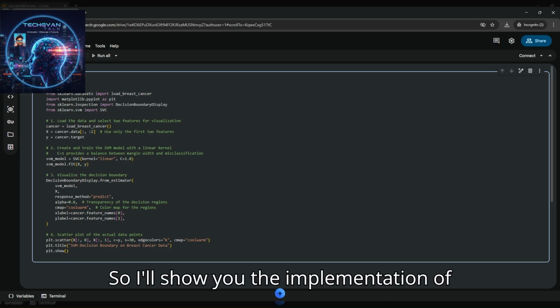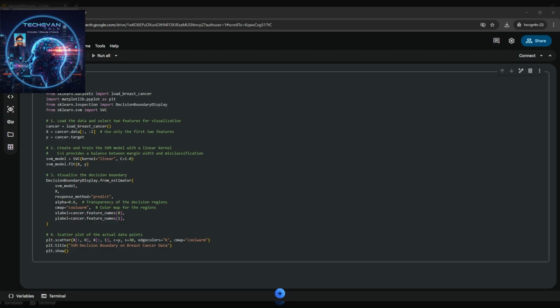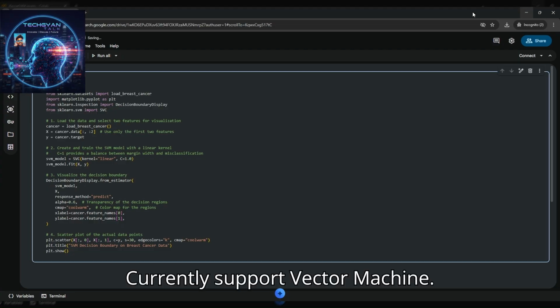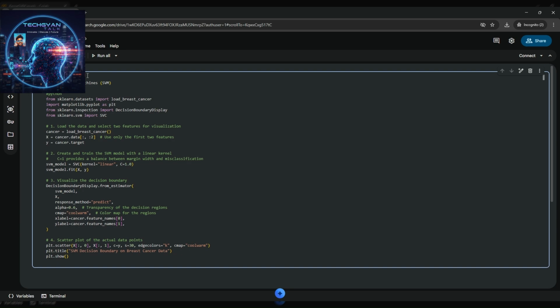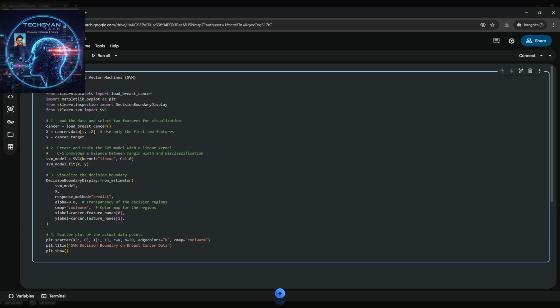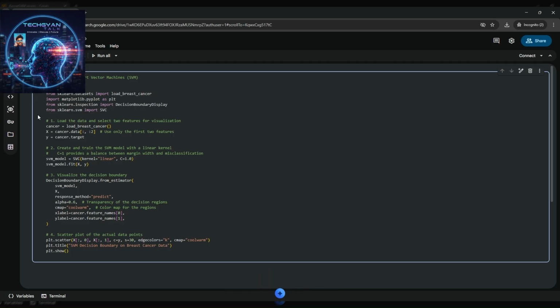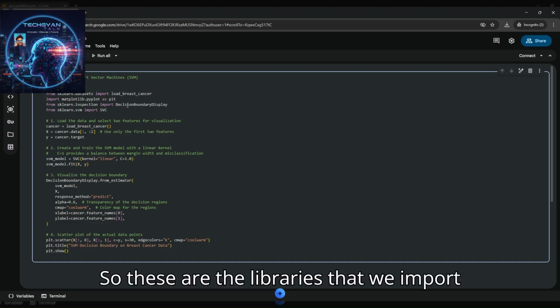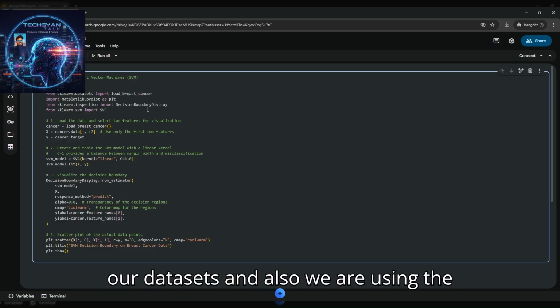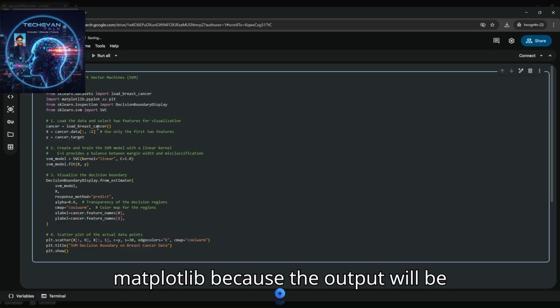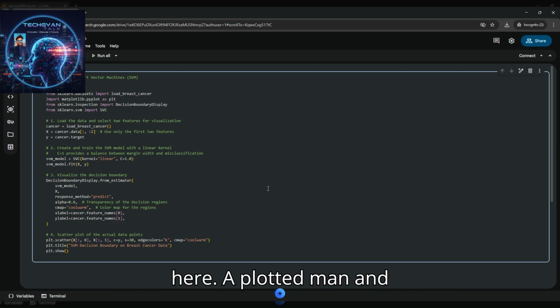So I'll show you the implementation of the kernelized support vector machine. So you can see we are using the scikit-learn library, sklearn. These are the libraries that we import, and also we are using the breast cancer data set, and also we are using matplotlib because the output will be a plotted graph.